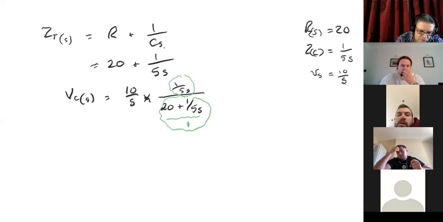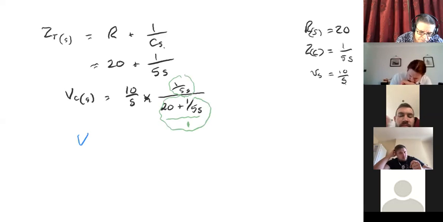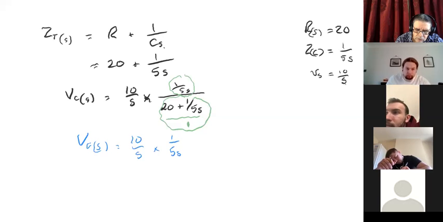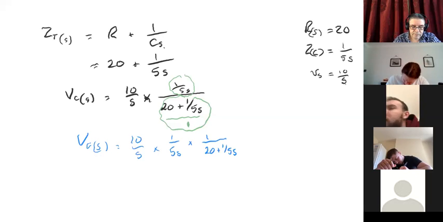So what that means is we can write VC in S space is equal to 10 over S, so we leave that as it is, times 1 over 5S, times 1 over 20 plus 1 over 5S. All follow that? Yeah.